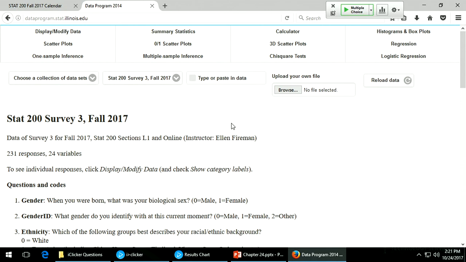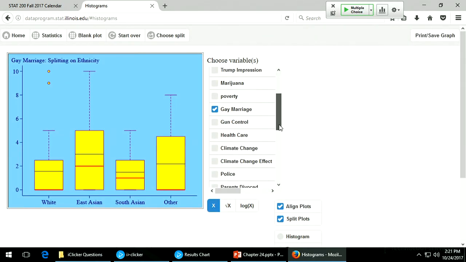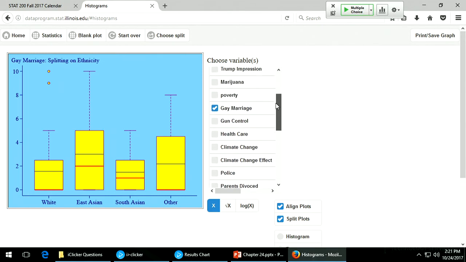I'm not going to do it unless you want to. Do you want to look at this, or do you want to just get on with the lecture? Raise your hand if you want to get on with the lecture. Raise your hand if you want to look at this. Okay, we'll look at it. So we'll just look at the histograms and box plots, and this time we're just going to look at same-sex experience instead of the other one. I got to erase the other one.